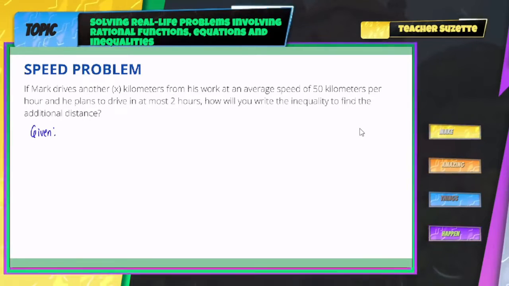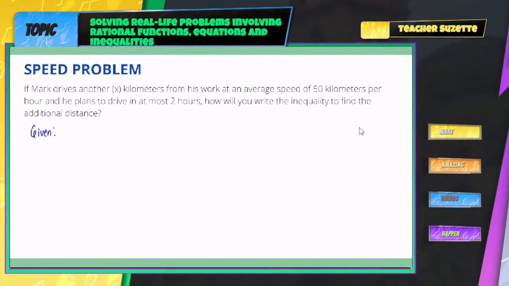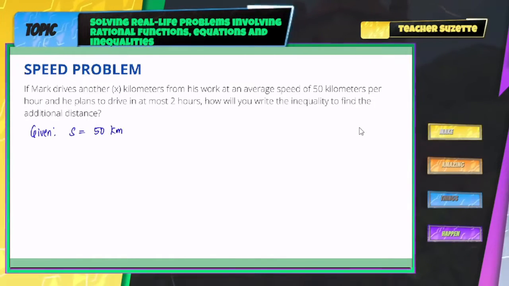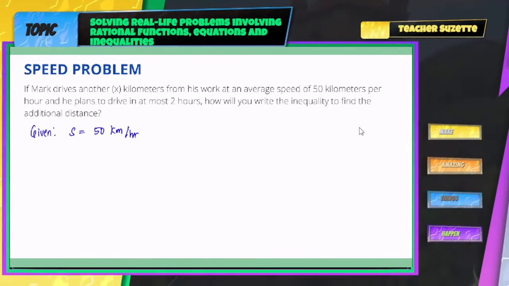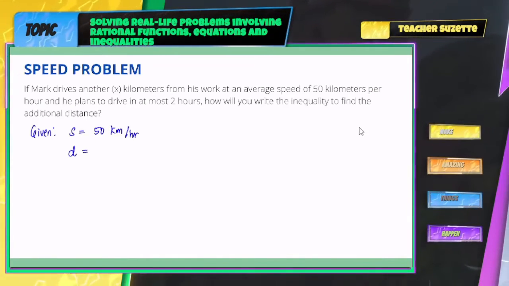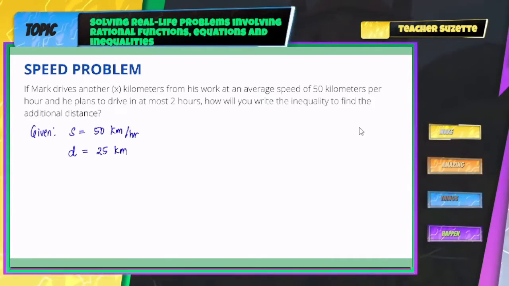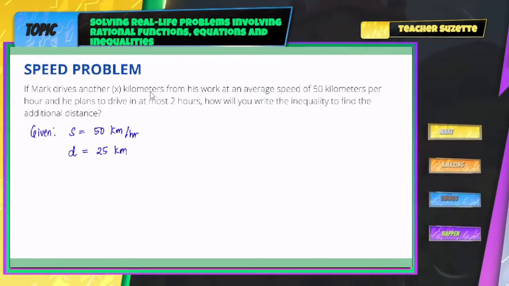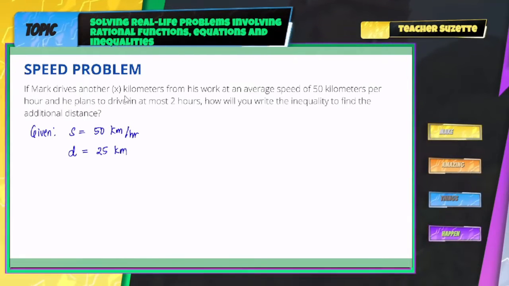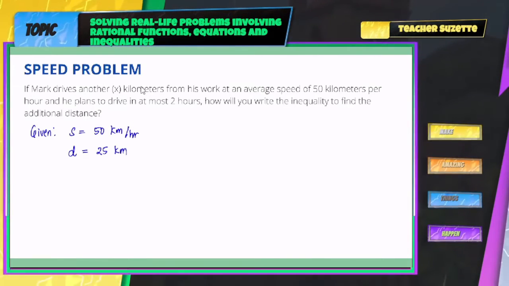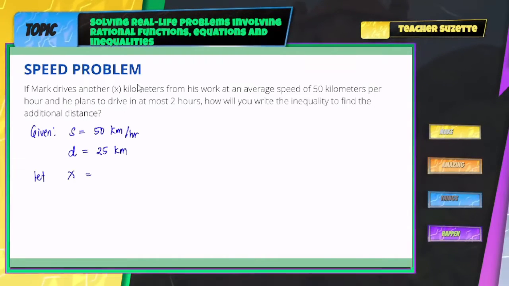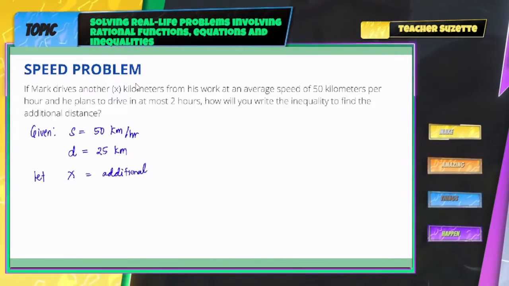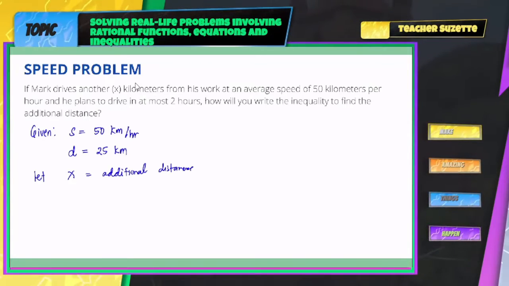So, this problem, similar to sa ating mga previous examples or same situation lang, we have Mark with the average speed of 50 kilometers who travels from his house to his work. So, the distance between his house and his work is 25 kilometers. Then, based from our problem, sabi dito is X kilometers. If Mark drives another X kilometers. So, ibig sabihin, we have to let X be equal to the additional distance traveled by Mark.